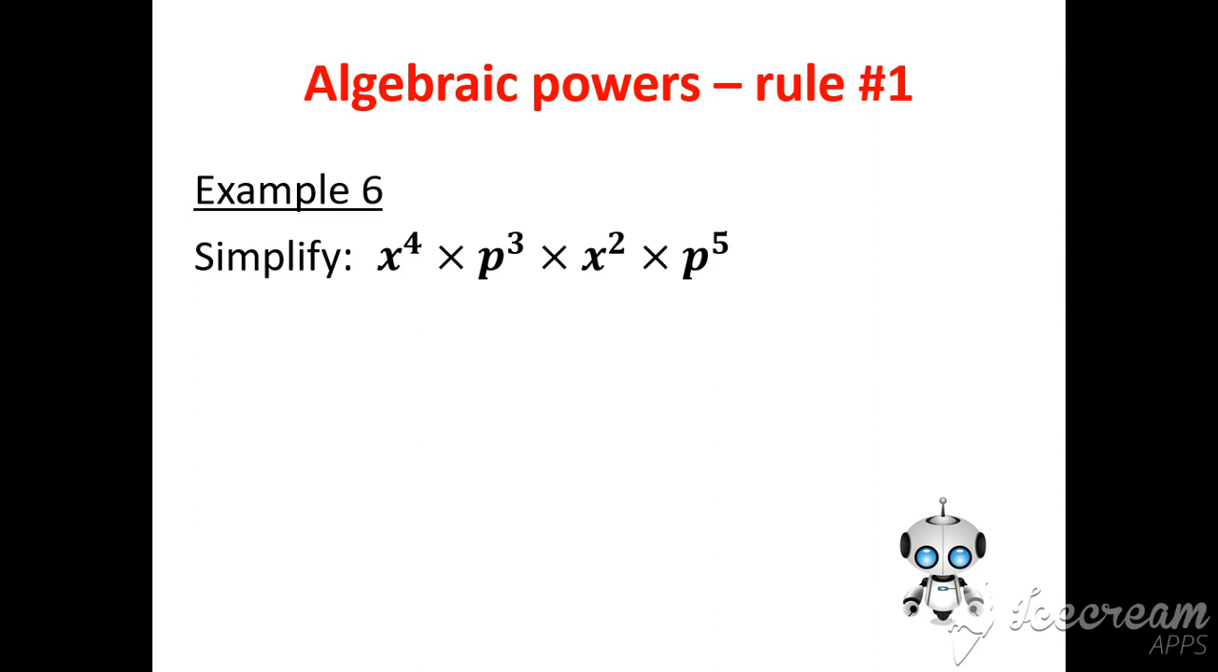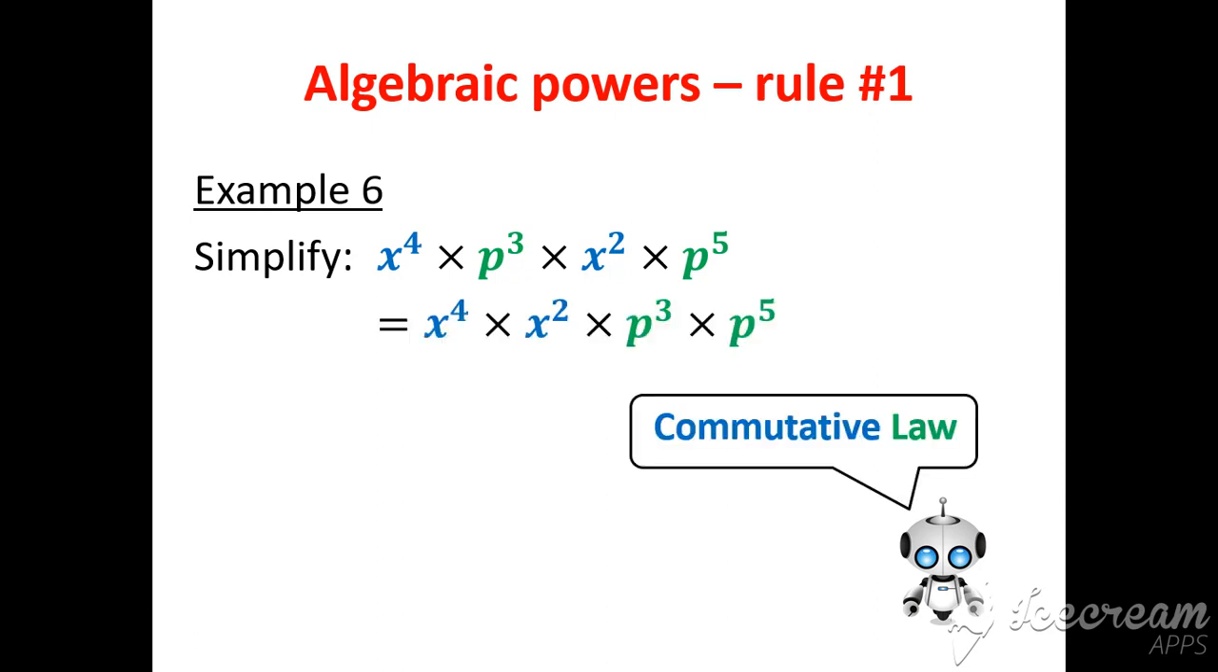Right, and let's look at this example to wrap up with. X to the power of 4 times p cubed times x squared times p to the power of 5. Well, what we're going to do in this example is focus on the x terms and then focus on the p terms. So let's look at manipulating and changing around. The commutative law basically says we can rearrange it. Doesn't matter which way when we multiply, because 2 times 6 is the same as 6 times 2. So I'm putting all my x's to start with and my p's to finish with.